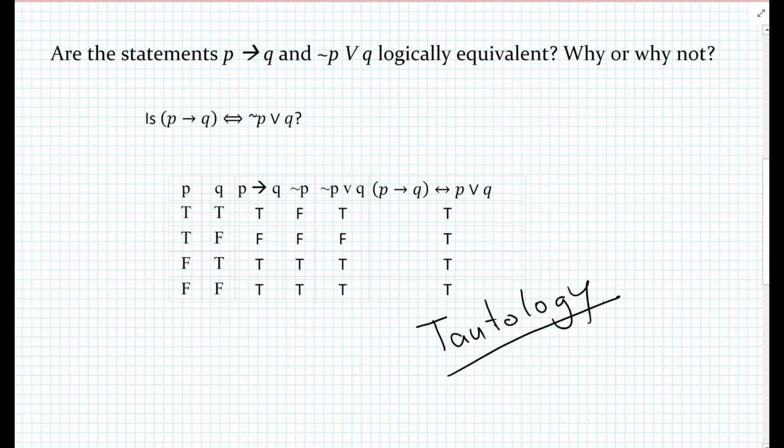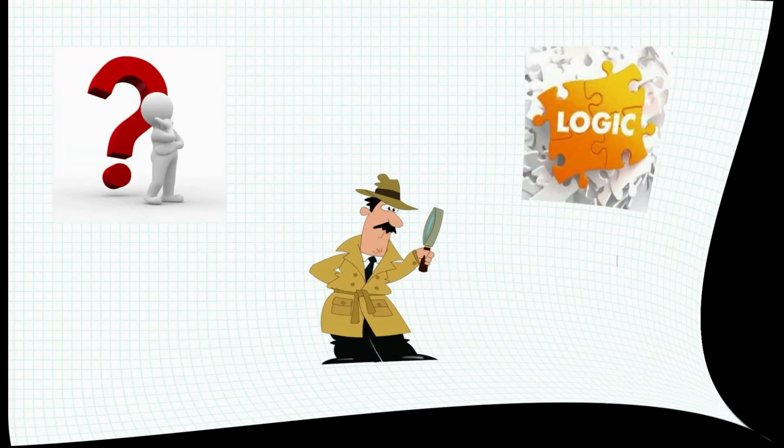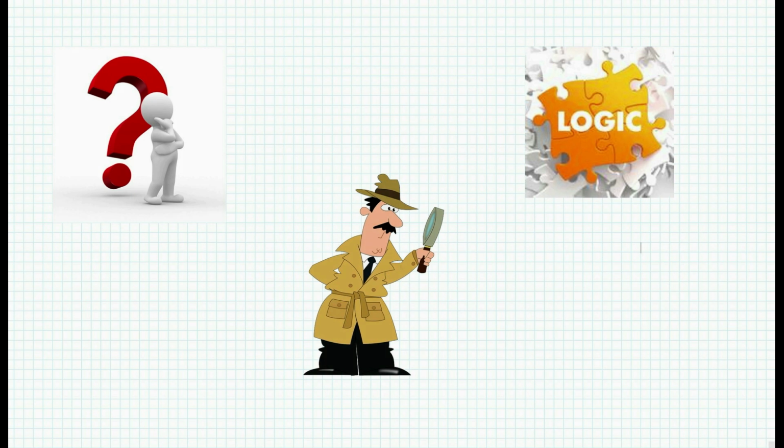Okay, so that means that all truth values are true. And when you reach a tautology, that means you have proven something: no matter what the truth values for P and Q are, no matter how you scramble them or what the combinations of true and false are, everything is always going to be true. So in this case, we can say that yes, the statements "if P then Q" and "not P or Q" are logically equivalent.